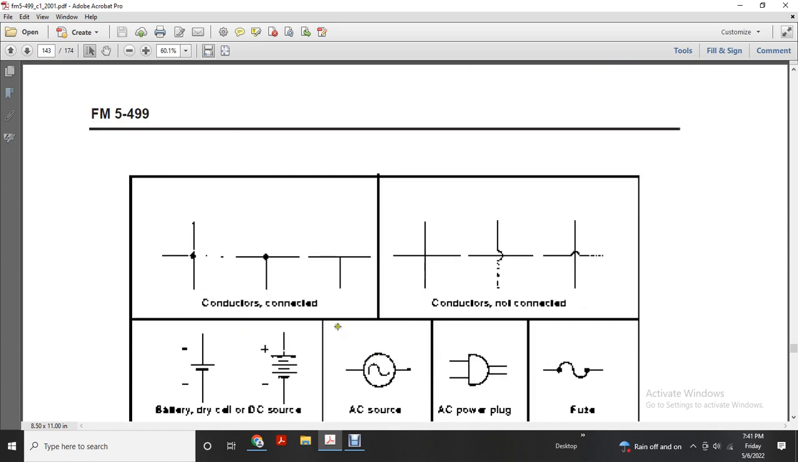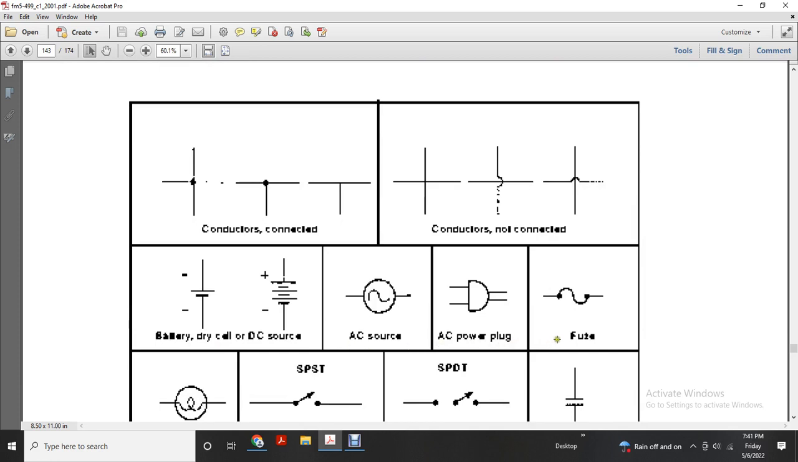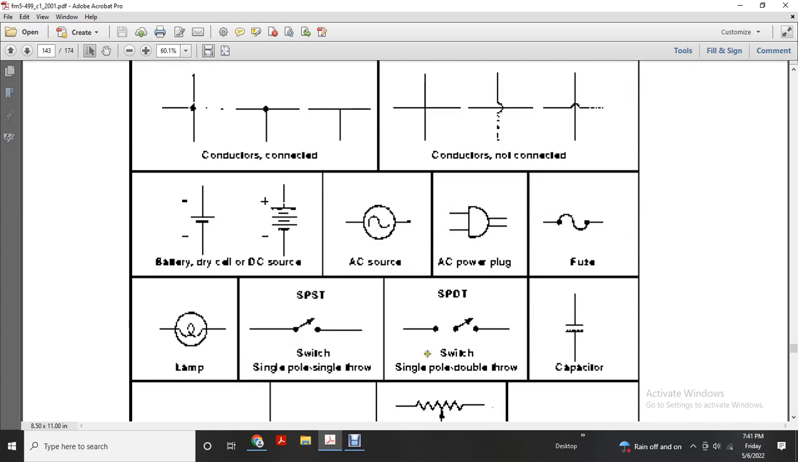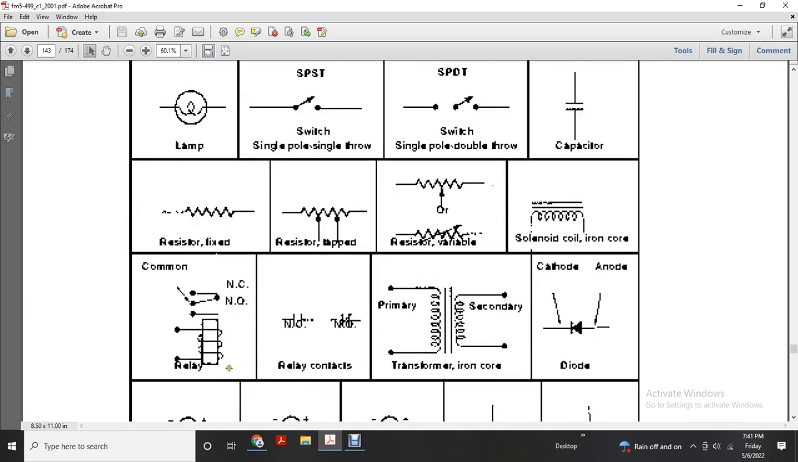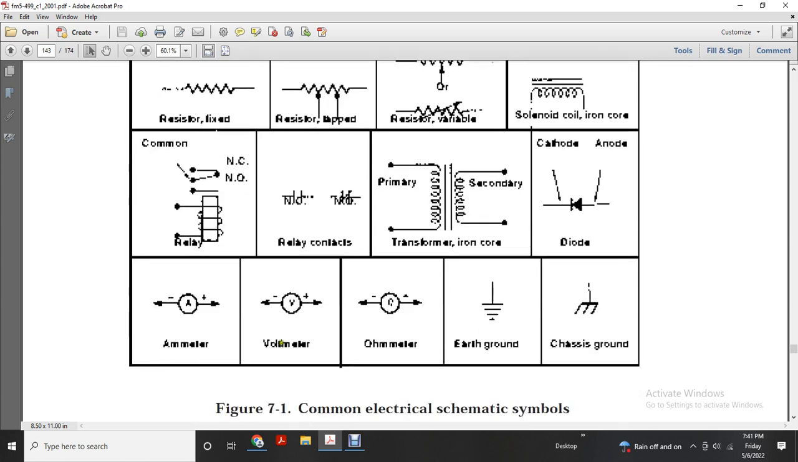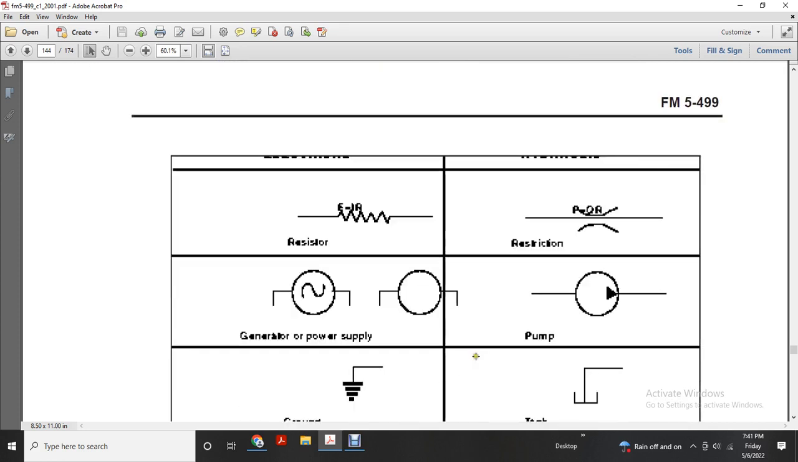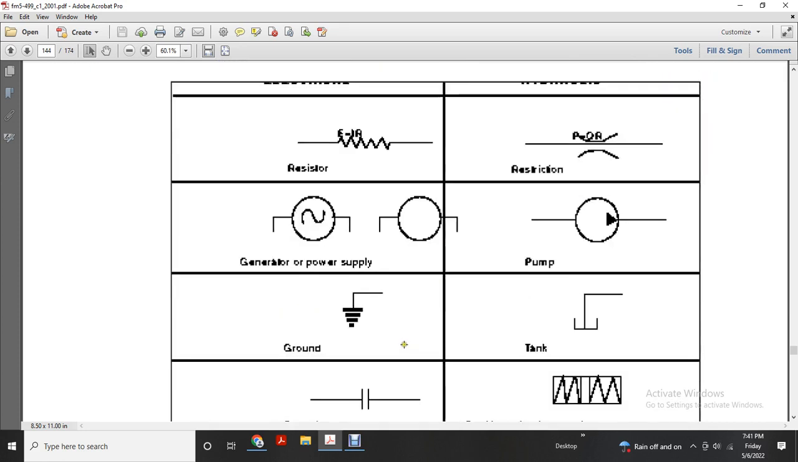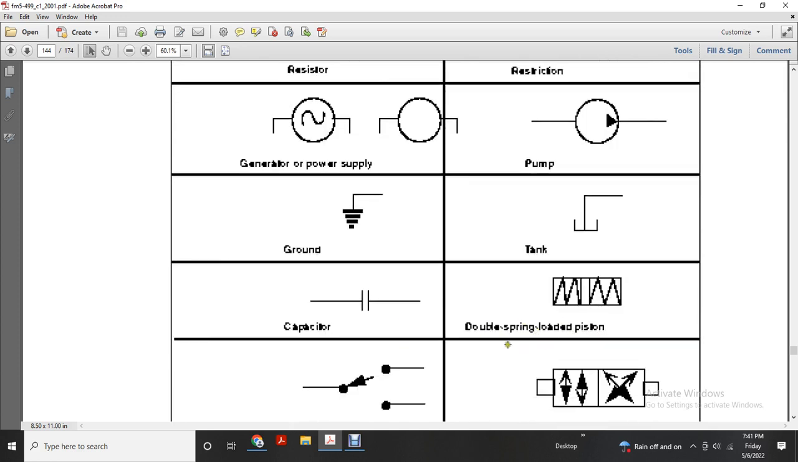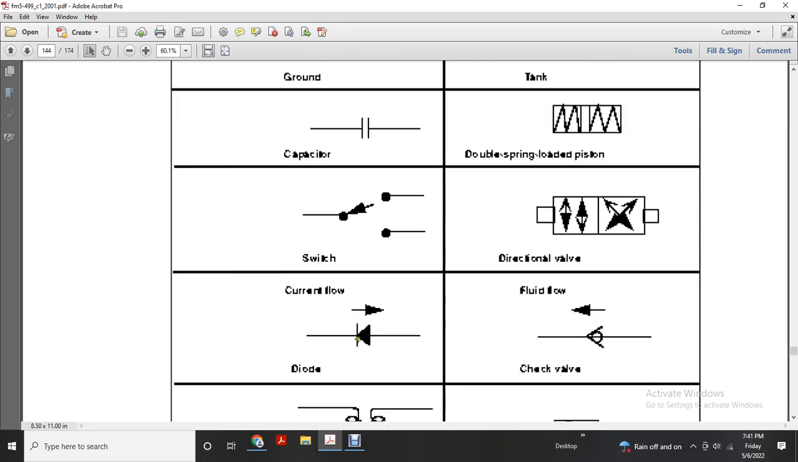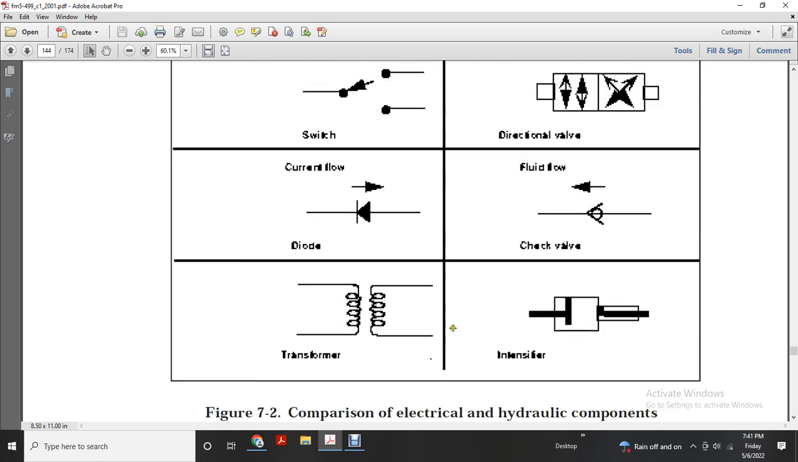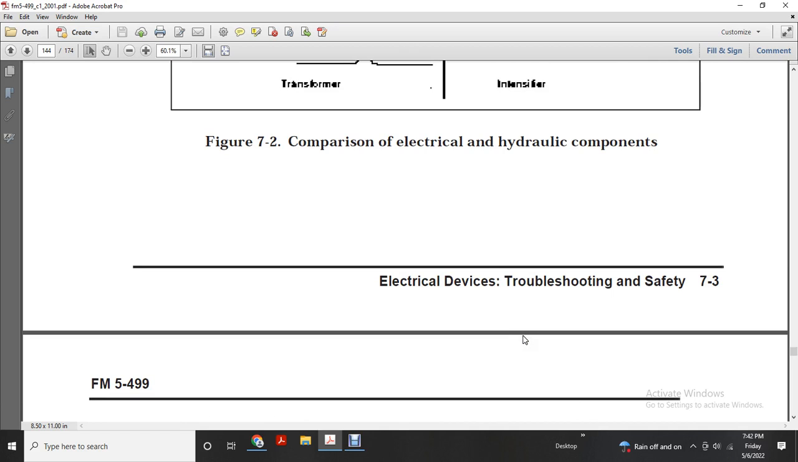Connectors connected, connectors not connected, battery, dry cell, DC power, AC power plug, fuse, lamps, single pole single throw switch, single pole double throw switch, capacitor, resistor fixed, tapped, variable, solenoid, iron core, normally closed, normally open, relay contacts, normally open, normally closed, transformer, primary, secondary, cathode, anode, diode, ammeter, voltmeter, ohmmeter, earth ground, chassis ground, resistor, restriction, generator, power supply, pump, ground, tank, capacitor, double spring loaded piston, switch, directional control valve, current flow, fluid flow, check valve, transformer, intensifier. Comparison of electrical and hydraulic components.